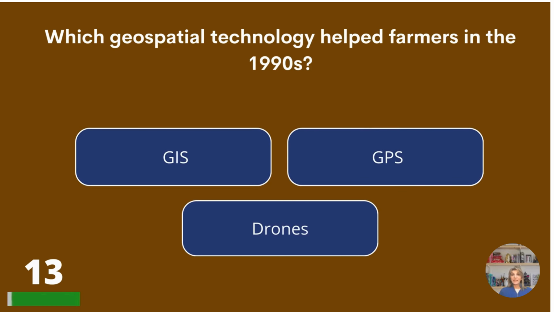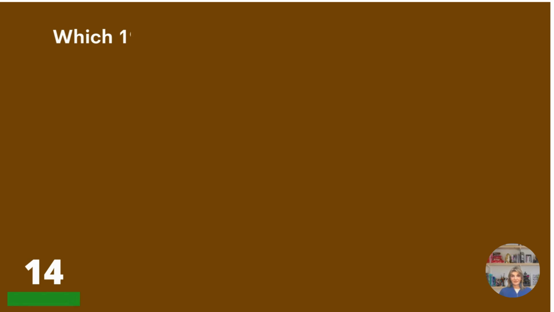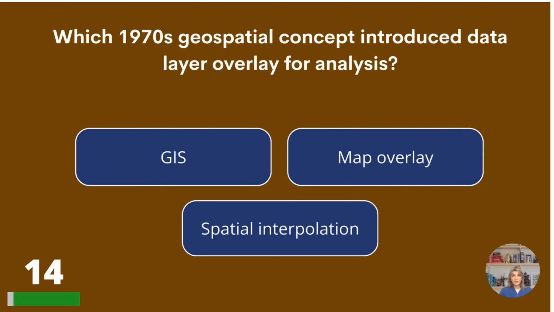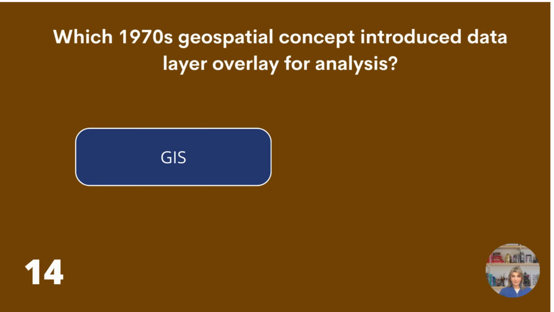Which geospatial technology helped farmers in the 1990s? GIS, GPS, or drones? GPS. Which 1970s geospatial concept introduced data layer overlay for analysis? GIS, map overlay, or spatial interpolation? GIS.